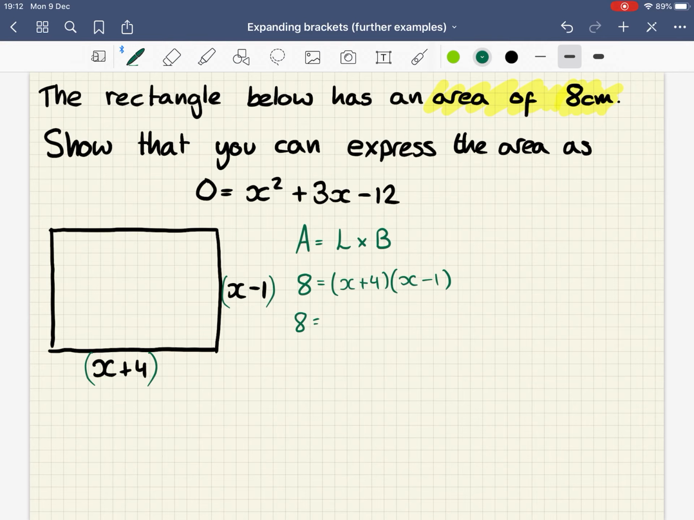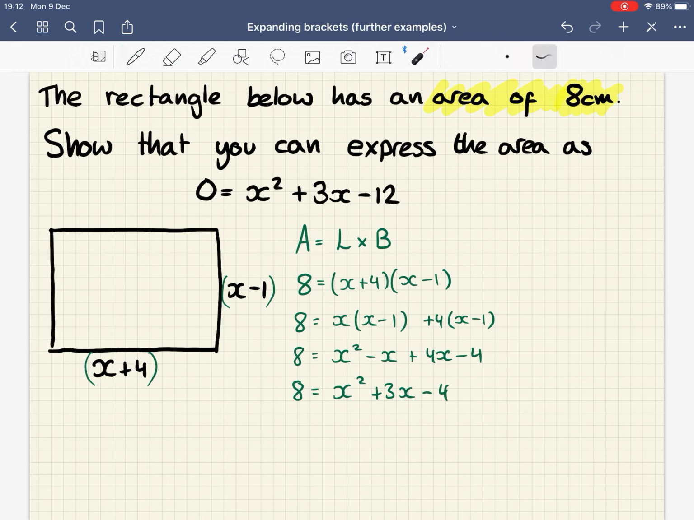And then you want to expand these brackets out. So I'm just leaving that 8 at the front. I'm not worrying about it right now. So x times x is going to give me x squared minus x plus 4x minus 4. So that's now going to be x squared plus 3x minus 4. Now I'm almost there. I can see, well, I've got this x squared, yep. I've got this plus 3x, yep. But then my number at the end is different, and my number at the very beginning is different.